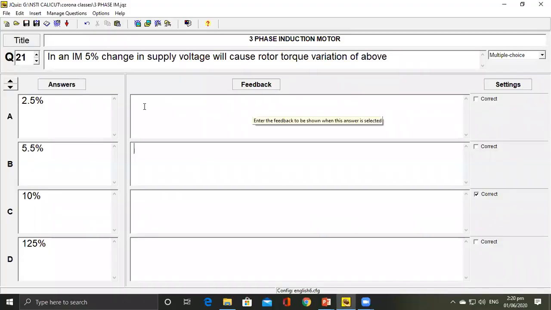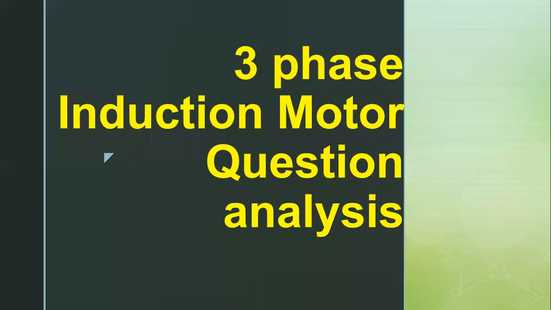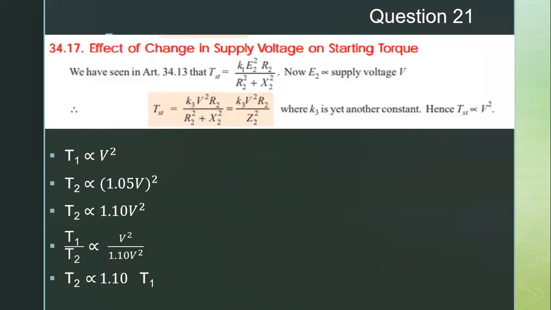So the 21st question is: in an induction motor, a 5% change in supply voltage will cause a rotor torque variation of about what? This is a question regarding the relation between torque and supply voltage. When you change the supply voltage, what will be the effect on the torque? Option A 2.5 percent, option B 5.5 percent, option C 10 percent, and option D 125 percent. So we can go through the analysis.